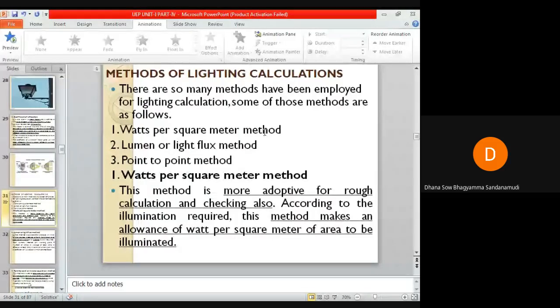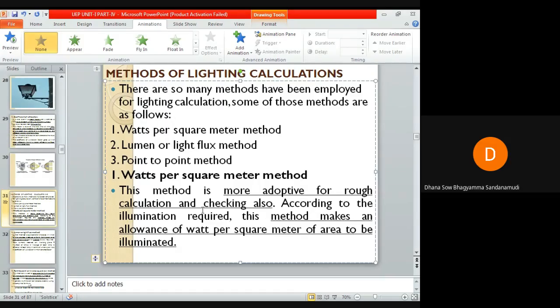So, methods of lighting calculation. There are many methods for lighting calculation. Among some of the methods are the watts per square meter method, and the lumens or light flux method, or the point to point method.